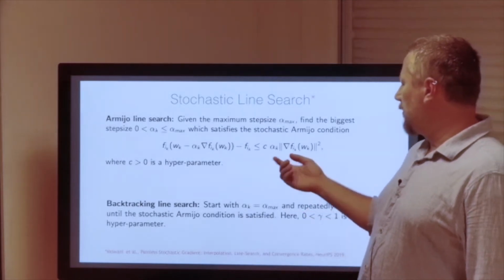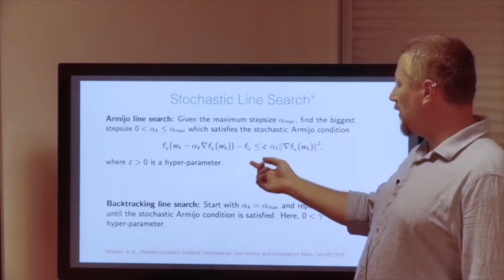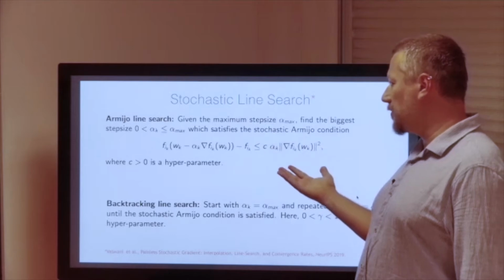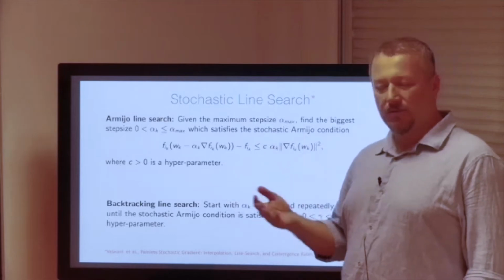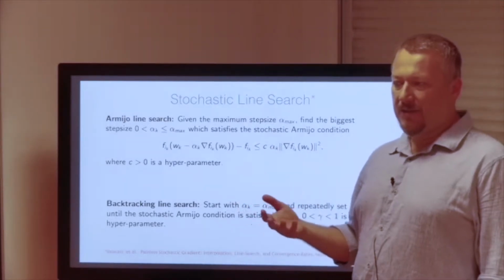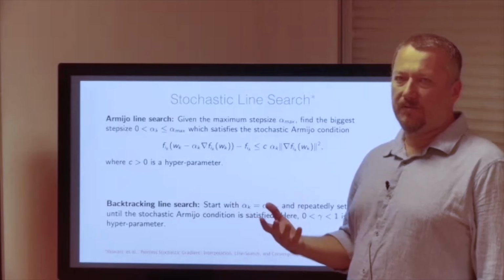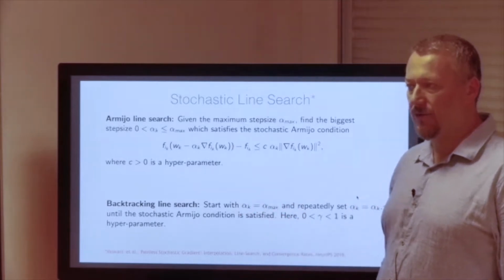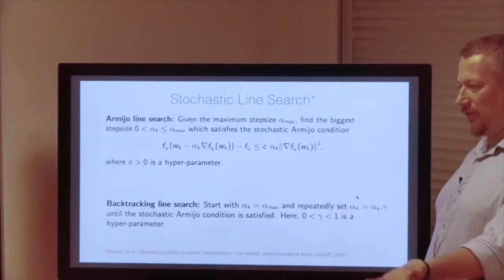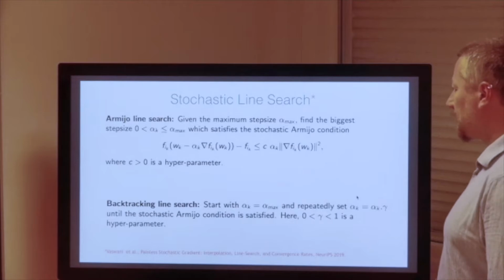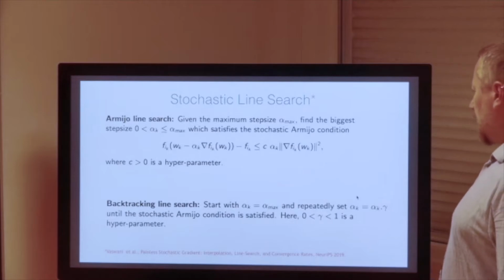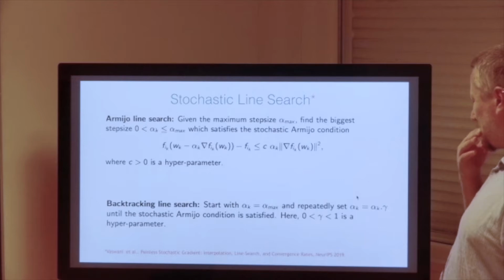I forgot to say that the C here is just a hyperparameter. You use cross-validation to choose which C works best for your data, your problem, and your model. That was the algorithm.